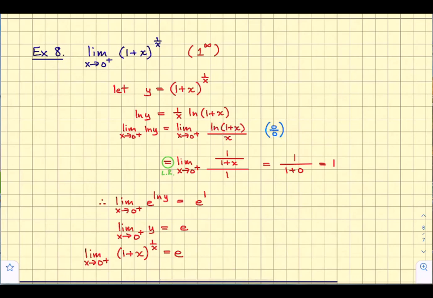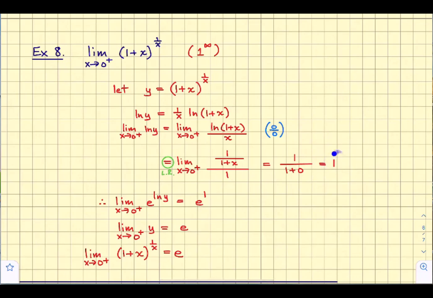The denominator is 0, so this is a 0 over 0 indeterminate form as it's presently written. We could use L'Hopital's rule then. The derivative of ln of 1 plus x is 1 over 1 plus x. The derivative of x is just 1. And so now this is a continuous function. This is not an indeterminate form. We can just let x go to 0, and we get 1 over 1 plus 0, which is 1.